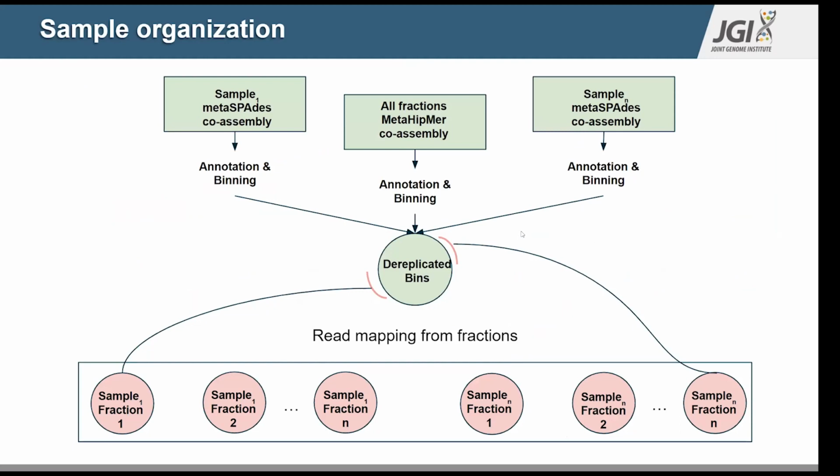And so each one of these co-assemblies goes through the standard annotation and binning pipelines that all metagenomes do. And some co-assemblies will have duplicate bins of other co-assemblies. So there's a dereplication process happening where you only keep the high quality bins, or the highest quality bins. And then we map reads from each individual fraction back to those bins. So we end up with coverage for each bin, we end up with coverage information from each individual fraction. And so this is, of course, a lot to keep track of.